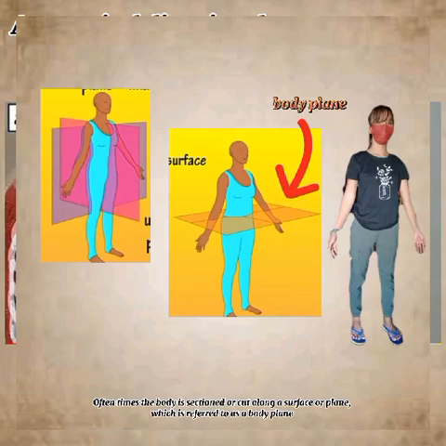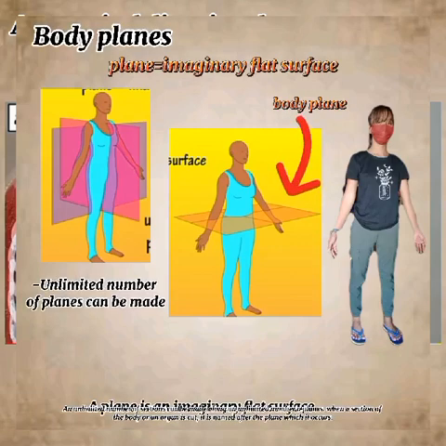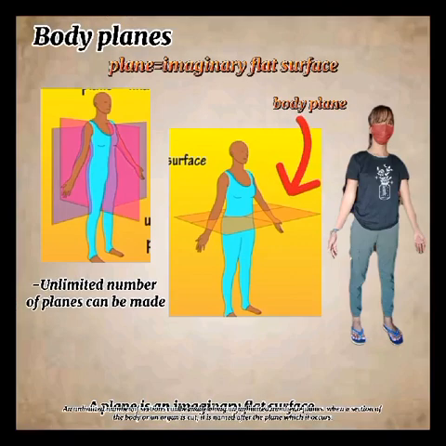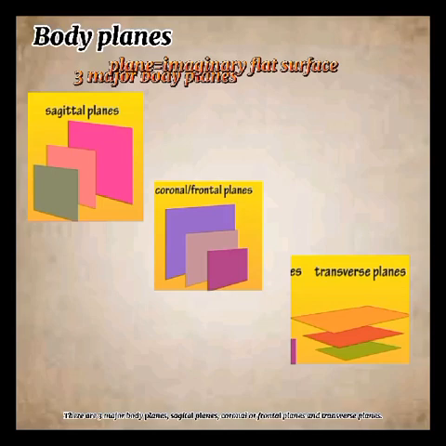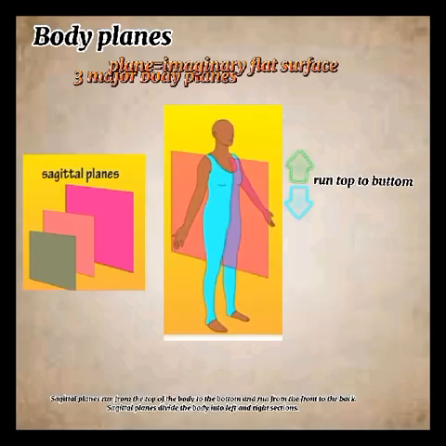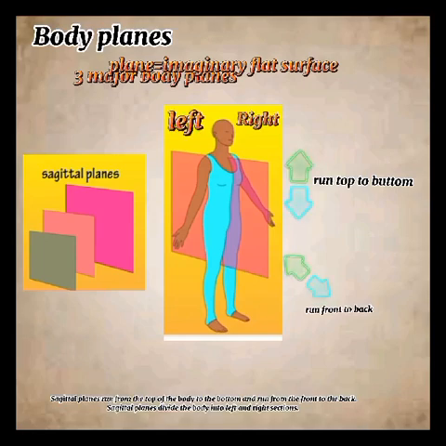An unlimited number of sections can be made along the body. When a section of the body or an organ is in the anatomical position, it is named after the plane in which it occurs. There are three major body planes: sagittal planes, coronal or frontal planes, and transverse planes. Sagittal planes run from the top of the body to the bottom and from the front to the back. Sagittal planes divide the body into left and right sections.